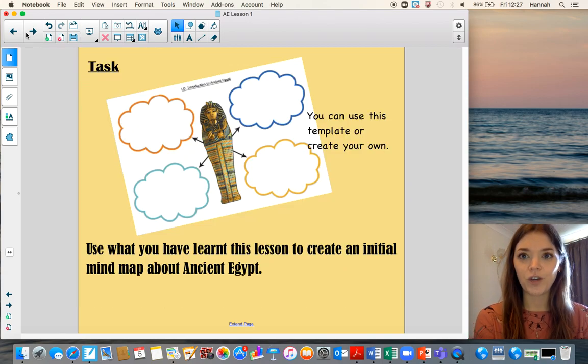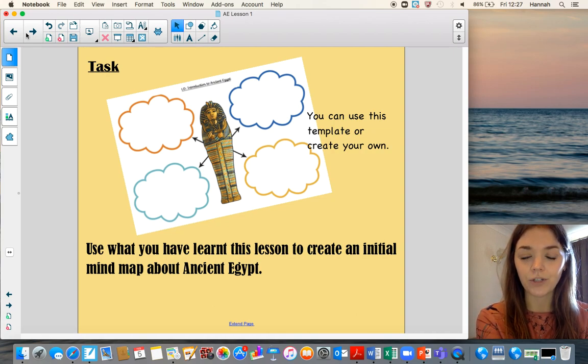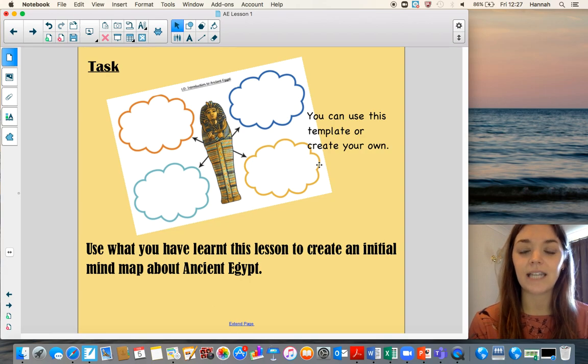So for your task today, what I'd like you to do is create a mind map about just those small initial things that you've learnt about ancient Egypt. So we have given you a template like this that you could use, but if you'd prefer to make your own, make it colourful, you can do that too. Up to you, as long as you've got those initial facts on there about ancient Egypt, you can present it in any way in which you prefer.